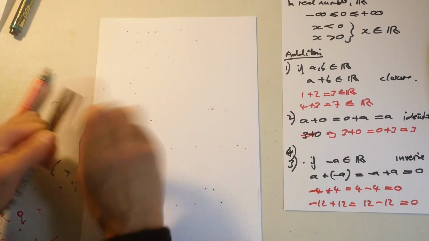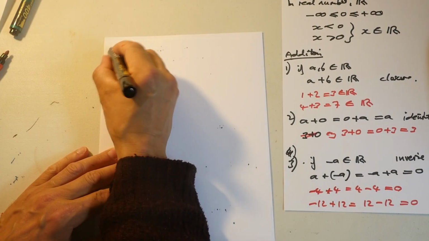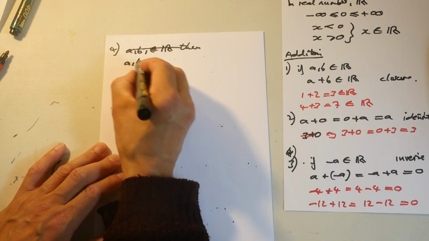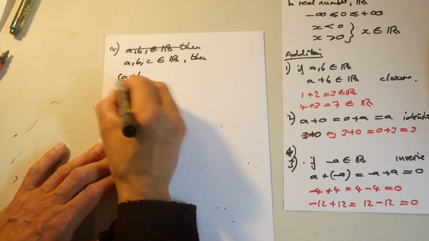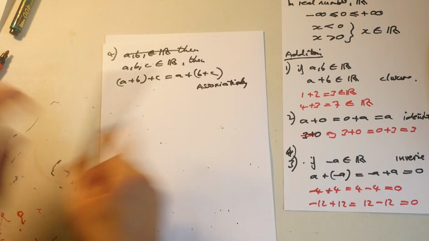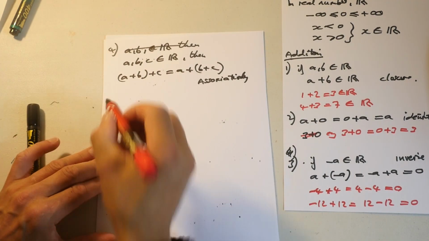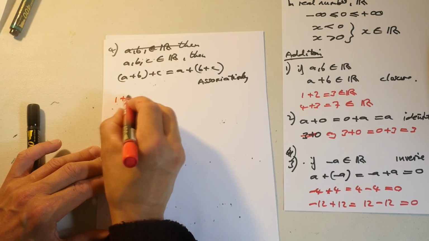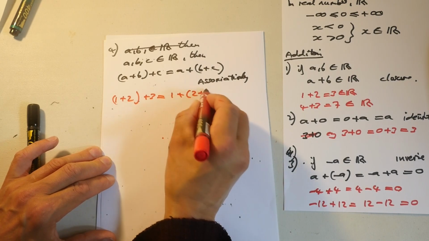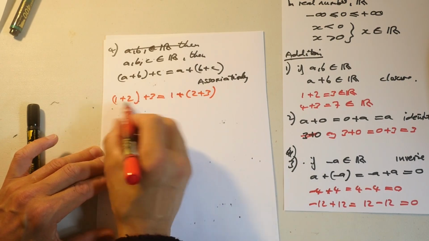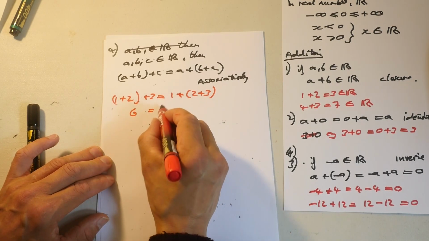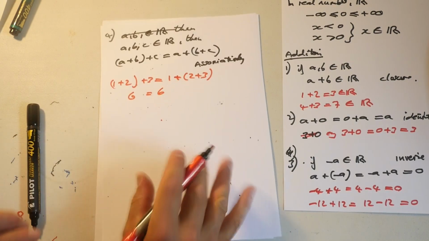Next, you have 4. This is called associativity. So, for example, if you have 1 plus 2 plus 3 equals 1 plus 2 plus 3. So 1 plus 2 is 3 plus 3 is 6, which equals 2 plus 3, 5 plus 1 is 6. Okay, that's an example.